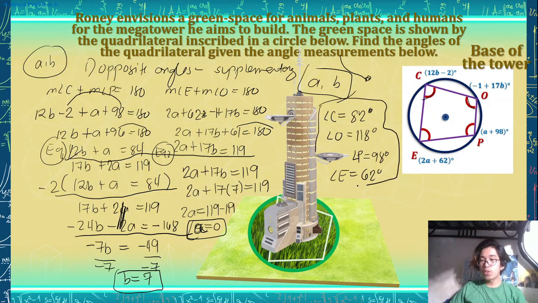Therefore, these are the 4 angle measurements for our problem. If you look closely, if we add C and P, it should give us 180 degrees. And O and E should give us 180 degrees as well. So we've proven that the opposite angles are supplements of each other, and our answers are correct. The measurement of angle C is equal to 82 degrees. The measurement of angle O is 118 degrees. The measurement of angle P is 98 degrees. And the measurement of angle E is equal to 62 degrees. And that's how we solved this problem.